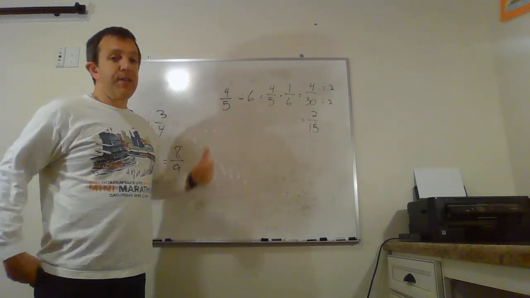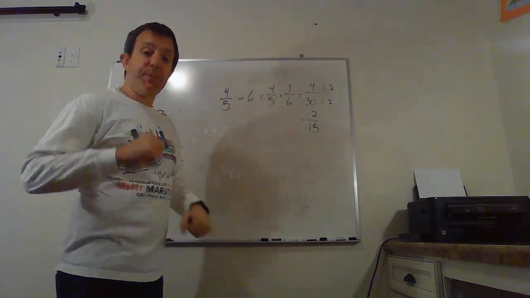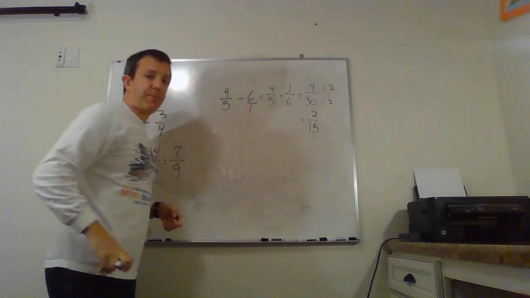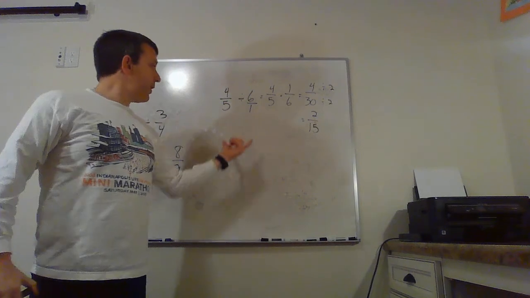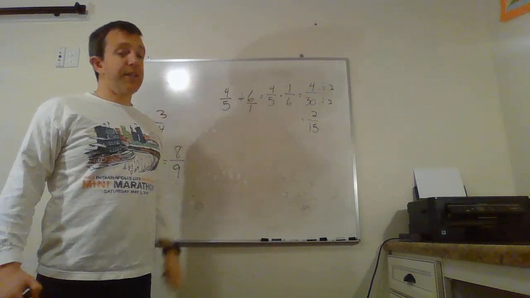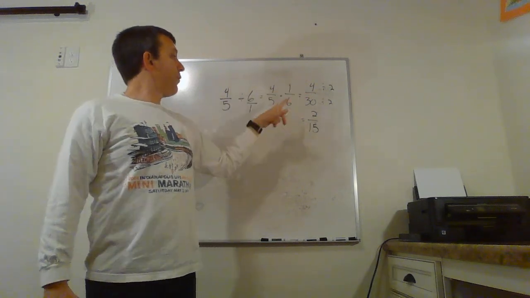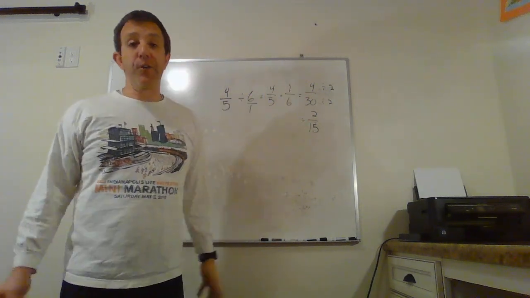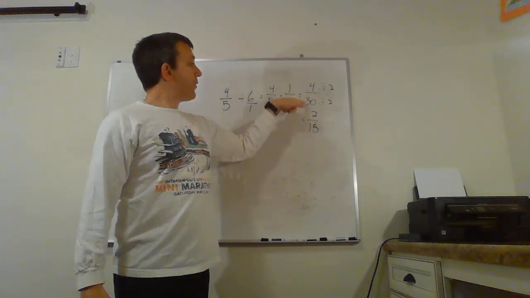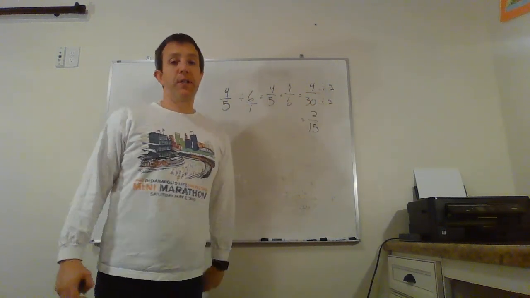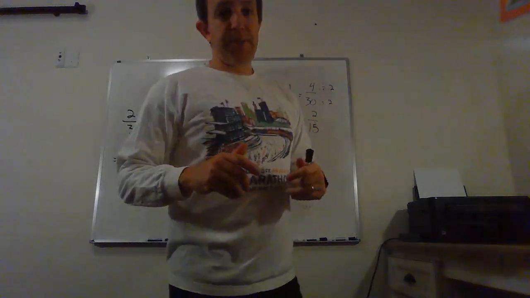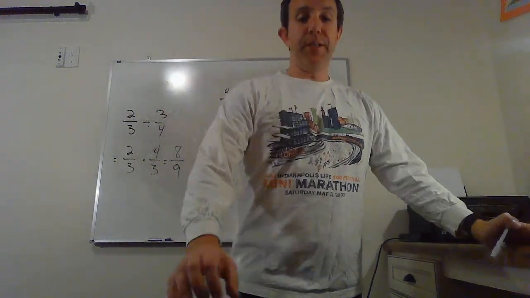4/5 divided by 6. Now, keep in mind, any number can be written as a fraction if you just put it over 1. So I put my 6 over 1, and now I can flip it. I have 4/5 times 1 over 6. 4 times 1 is 4. 5 times 6 is 30. I don't know why I didn't reduce this one before I started, but oh well. 4 and 30 are both divisible by 2, and I get 2/15. Okay, so there we go. Let's look at the mixed numbers, and then we'll be done multiplying and dividing.